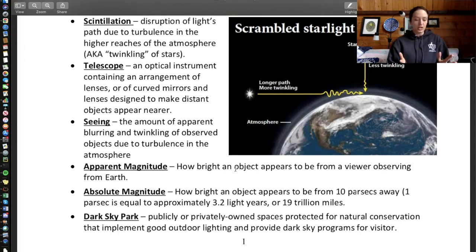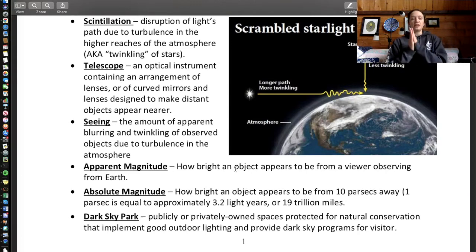Apparent magnitude is how we perceive a star, how bright we perceive a star to be as seen from Earth. So the distance to that star could vary wildly. If we're looking at the nearest star to us, it'll appear brighter than the furthest star we've ever seen, or even a star that's twice the distance away from us. So apparent magnitude means that the distance between the observer and your star varies.